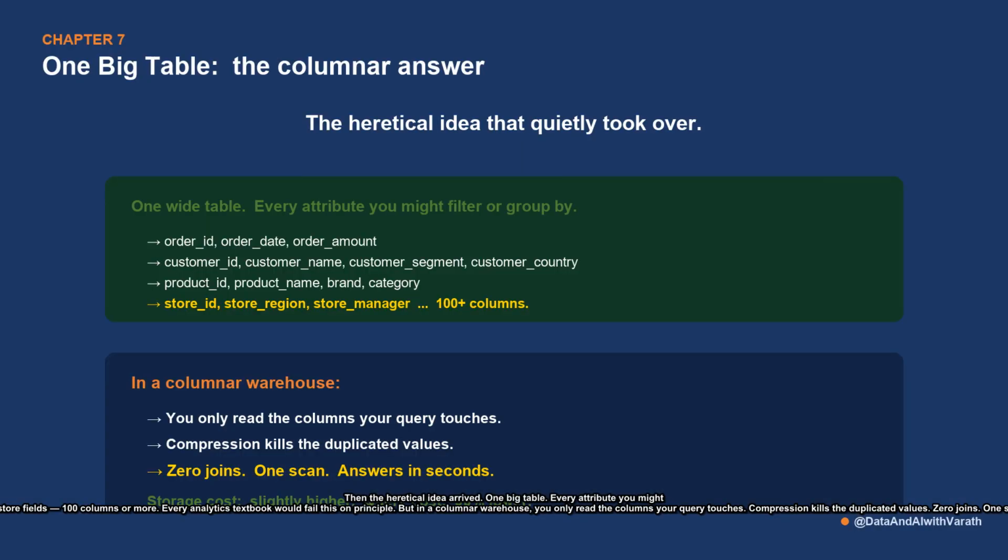Then the heretical idea arrived. One big table. Every attribute you might filter or group by in a single wide table. Order fields, customer fields, product fields, store fields, 100 columns or more. Every analytics textbook would fail this on principle. But in a columnar warehouse, you only read the columns your query touches. Compression kills the duplicated values. 0 joins. 1 scan. Answers in seconds. Storage cost, slightly higher. Query cost, 90% lower.